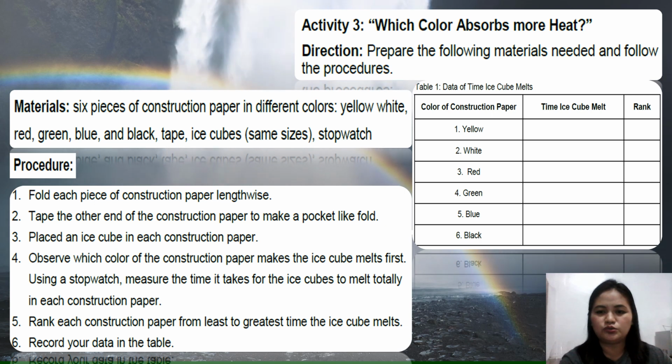Okay, for example, naunang natunaw sa black. Ilagay mo yung time niya and then rank number 1. So, ganon yung ganap dito sa activity number 3. Gagawa ka ng parang packet na construction paper, sabay-sabay mong ilalagay yung ice at i-observe mo sa aling kulay pinakamabilis natunaw yung ice. And then irarank mo na sila 1 to 6. And then pwede mo nang sagutan yung guide questions.